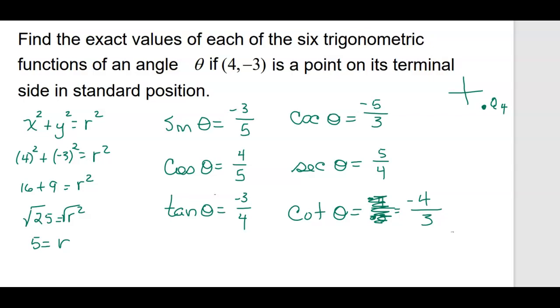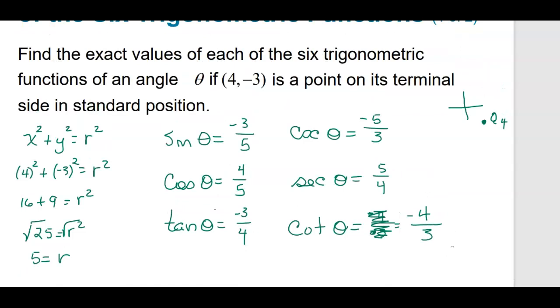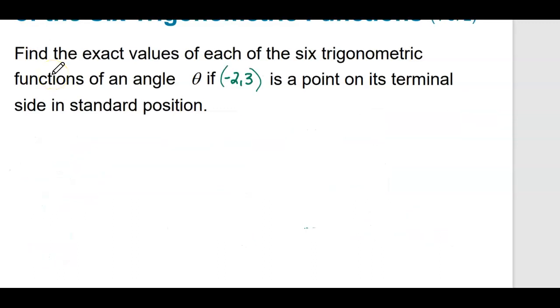Okay, so I'm going to give you one to do on your own. So you will pause the video and work through that problem, and then you'll restart the video to check your work. So your problem is going to be find the exact value of each of the 6 trigonometric functions of an angle theta if negative 2, 3 is a point on its terminal side in standard position.